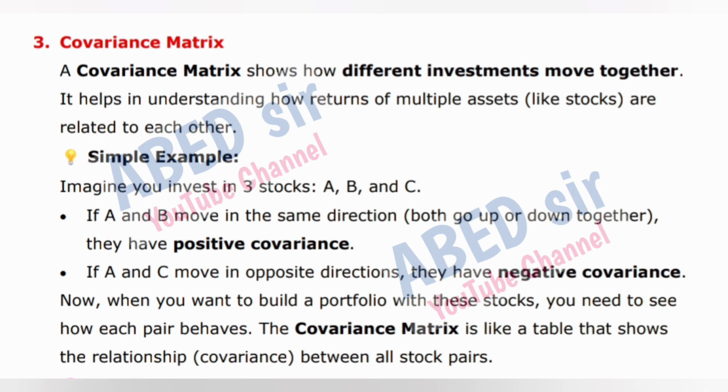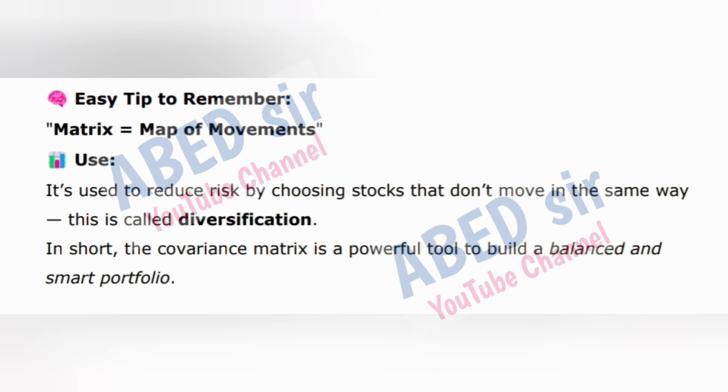The covariance matrix is like a table that shows the relationship, covariance, between all stock pairs. Easy tip to remember. Matrix is equal to map of movements. Use. It's used to reduce risk by choosing stocks that don't move in the same way. This is called diversification. In short, the covariance matrix is a powerful tool to build a balanced and smart portfolio.